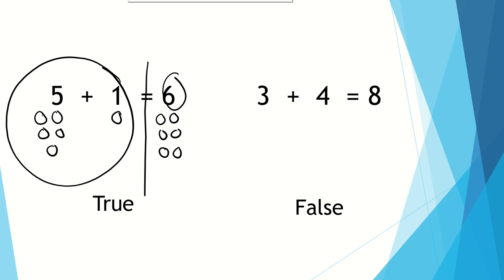So let's see if this balances out. 1, 2, 3, 4, 5, and 6. And 6 on this side. So we know that 5 plus 1 does in fact equal 6. So that means this statement is going to be true.